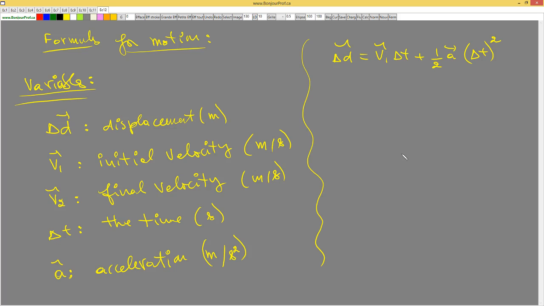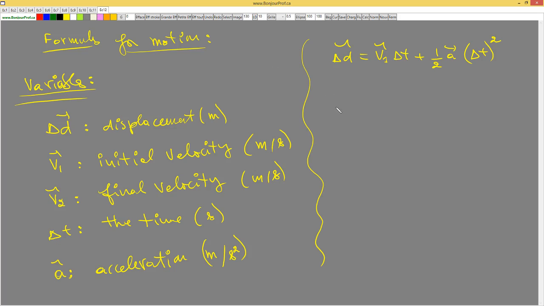Over 2, the acceleration, delta T squared. Excuse me? There is no comma. This is V1. It is V1. You remember the variables that we have: delta D, V1, V2, delta T, A. Okay? It is V1.